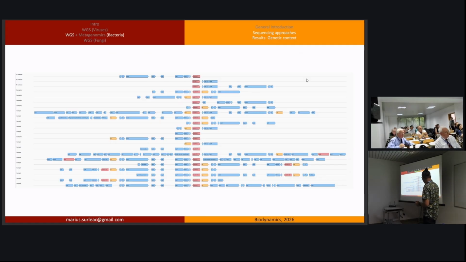So here is the context for a beta-lactamase called OXA-72. We can see that in different genomes from different countries in Europe, the genes are organized differently in the genome between countries. So this is important if we focus on one specific gene.